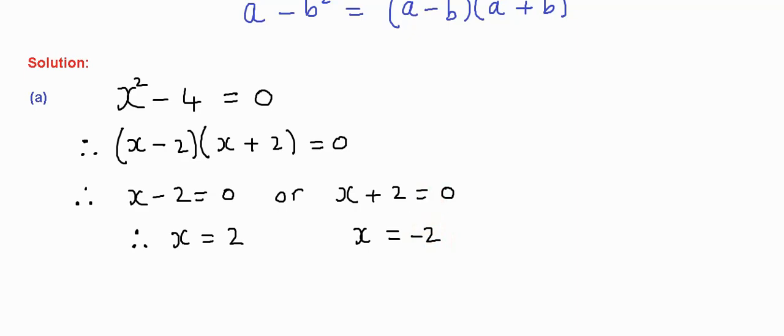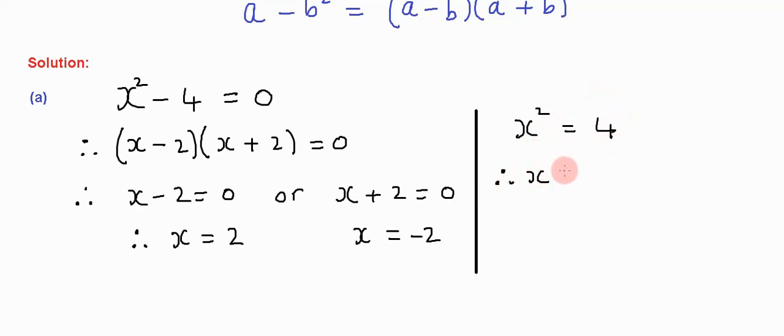Now, I just want to add that there's an alternative way of solving this type of equation. So let's look at that. Basically, we can take the constant, in this case negative 4, to the right-hand side. So x squared will equal 4. And now we can take the square root on the right-hand side.